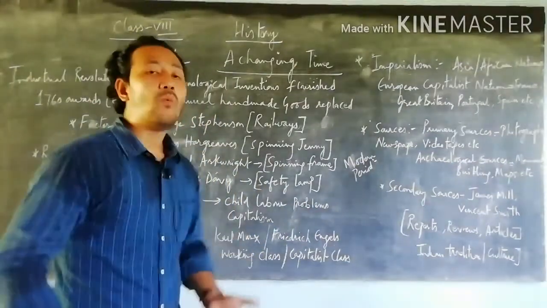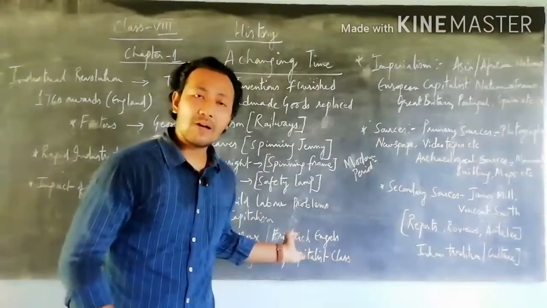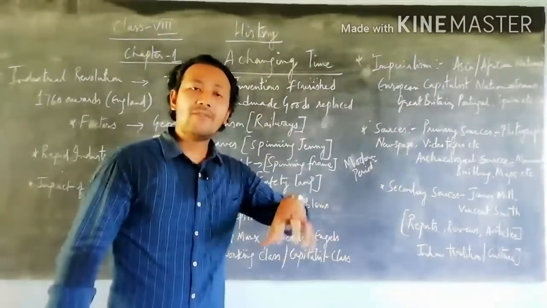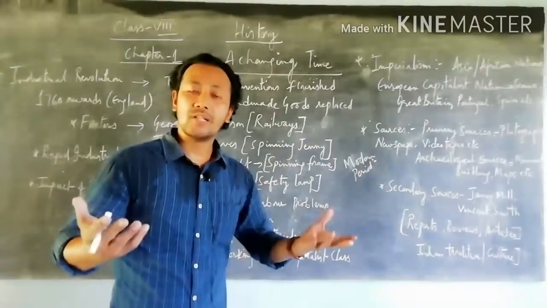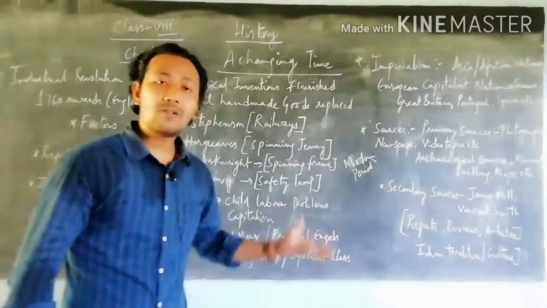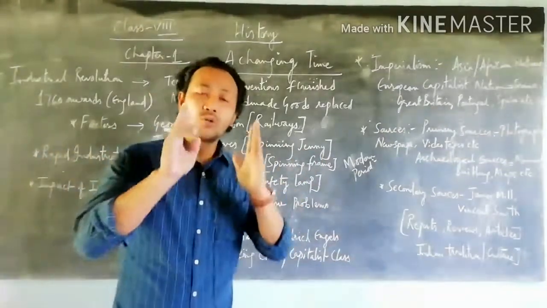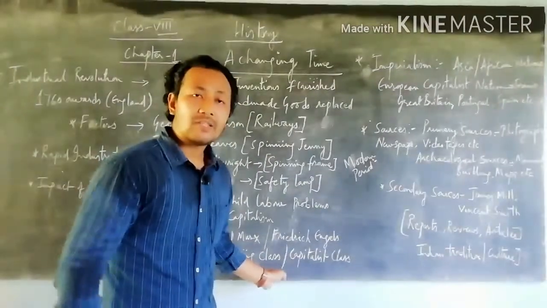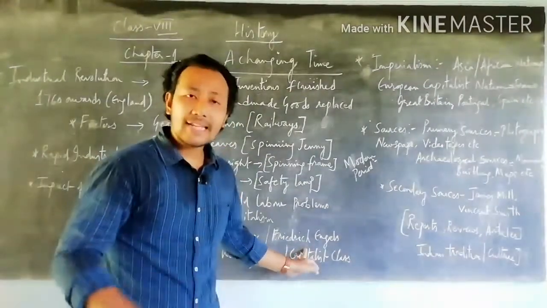Third, we see that German thinkers like Karl Marx, followed by Friedrich Engels, have clearly written that the Industrial Revolution took birth or broke out first in England, followed by other countries, and that it also made a distinction between two kinds of people. The first is the working class, the people who are working.